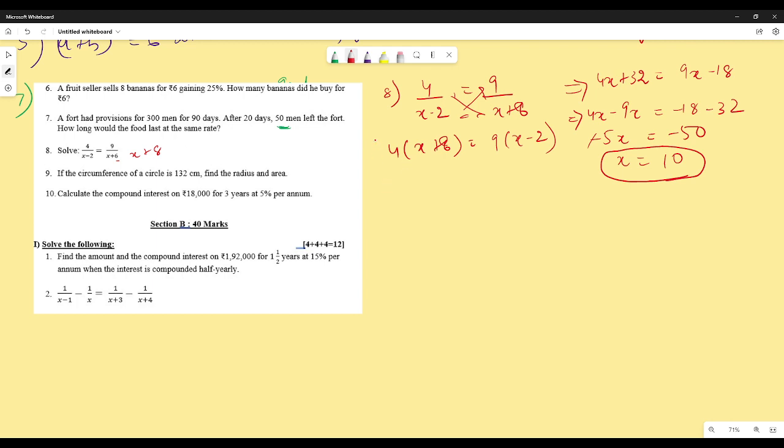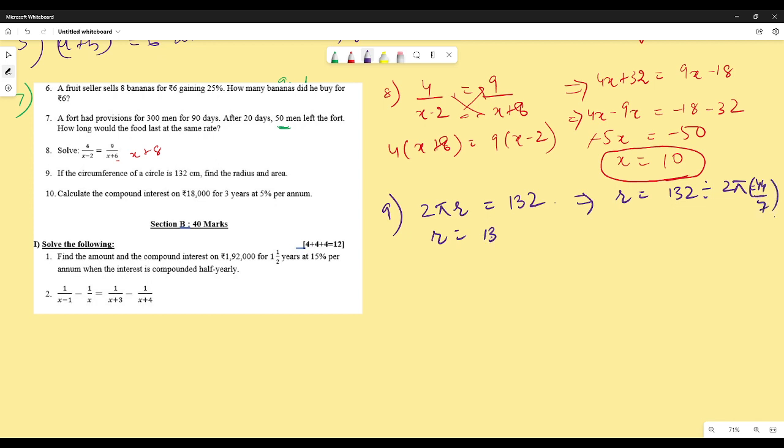Okay, now let us move on to the next question, which is question number 9. If the circumference of the circle is 132 centimeters, find its radius and area. All you need to do is apply the formula, which is 2 pi r equals 132. So you find the r over here. If you are asked to find the r, it will be 132 divided by 2 pi, because it is multiplied over here with r. So when it moves to this side, it becomes divided. So 2 pi is equal to 44 by 7, right?